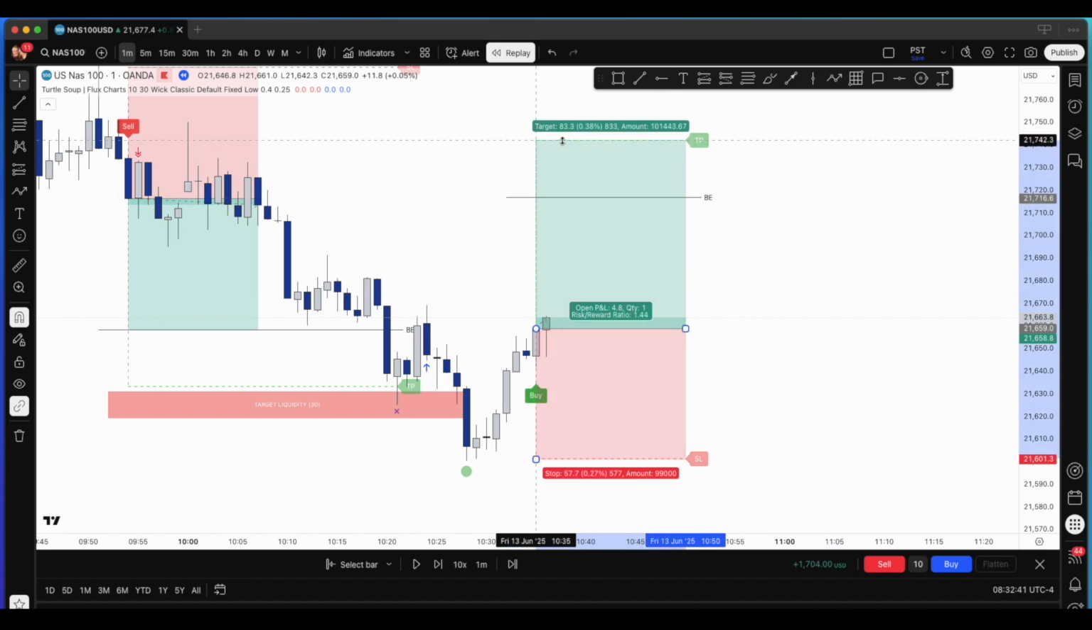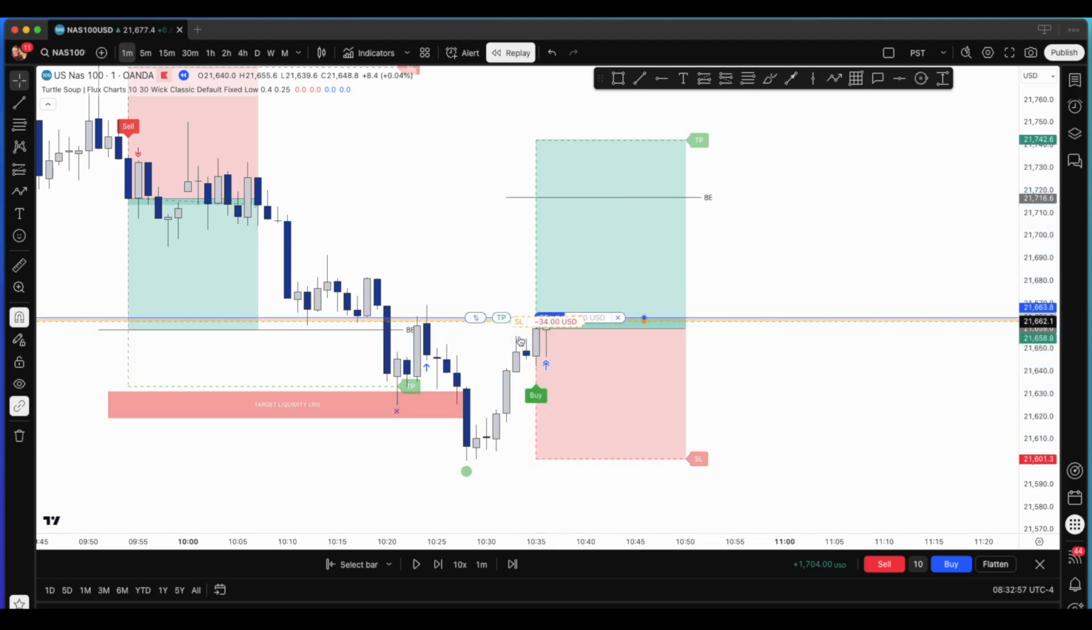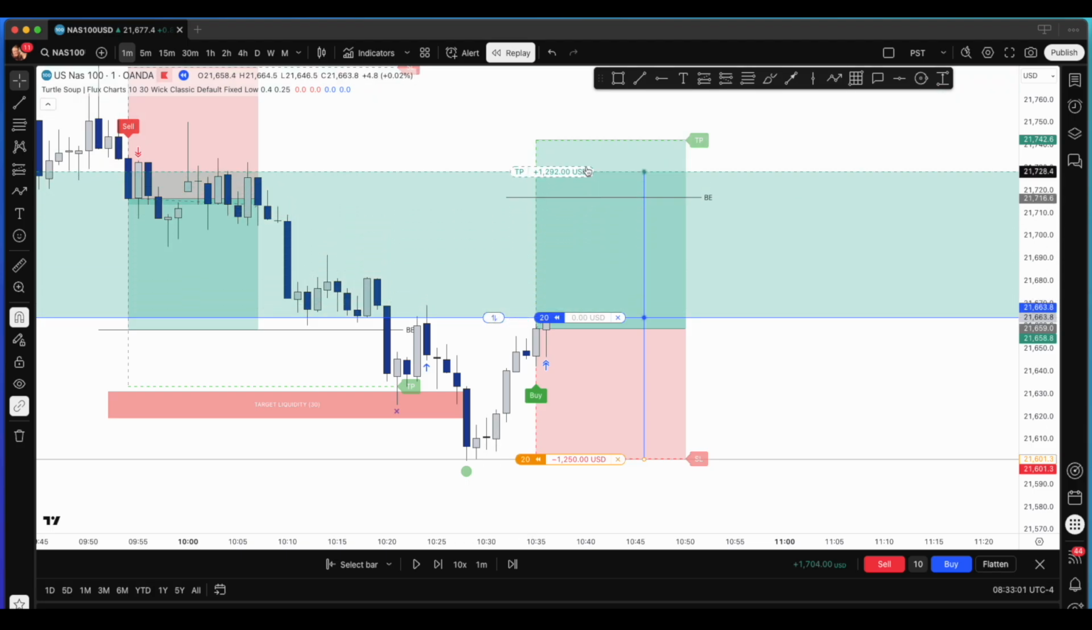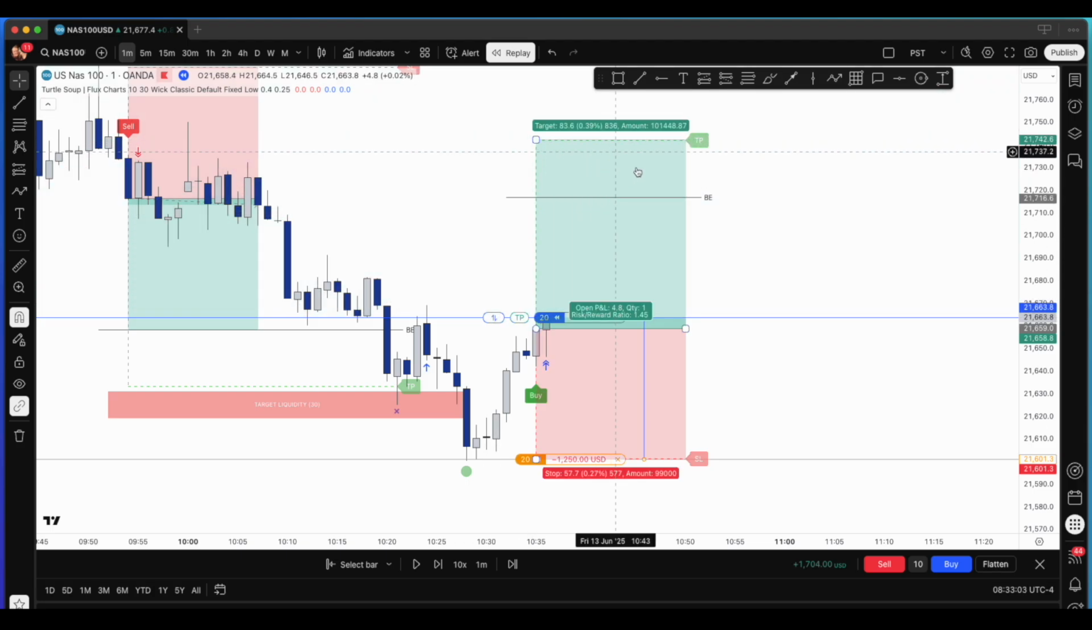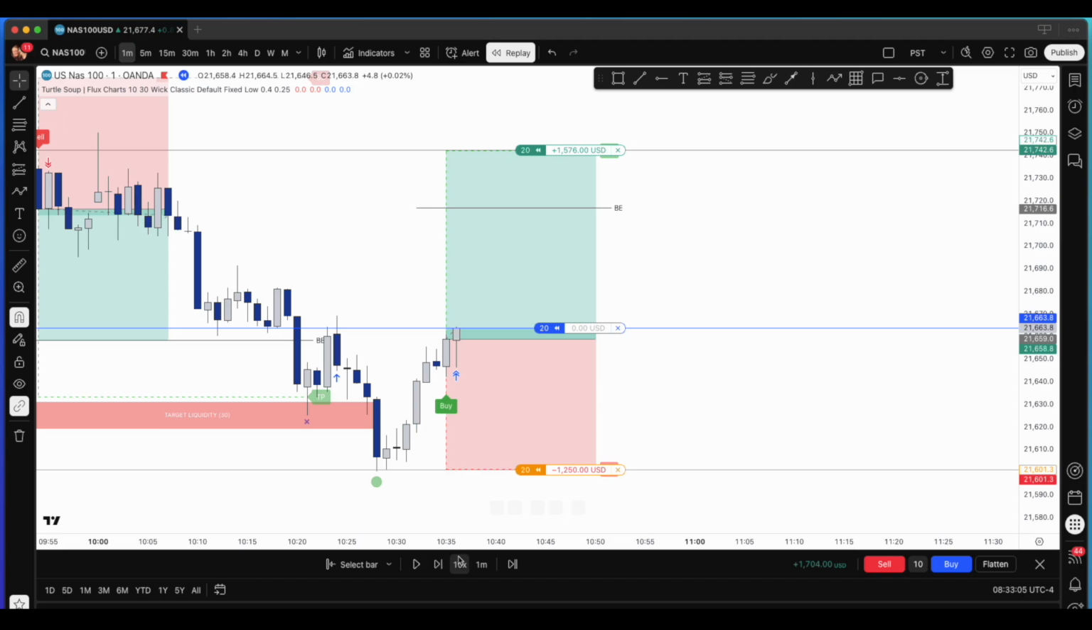Then we're going to target our full target. Remember, as soon as we are at break even, we are going to leave one trade open and we're going to close one trade and move everything to break even. So let's go for it. So stop loss right over there, TP right over there, and let's see how this trade plays out.